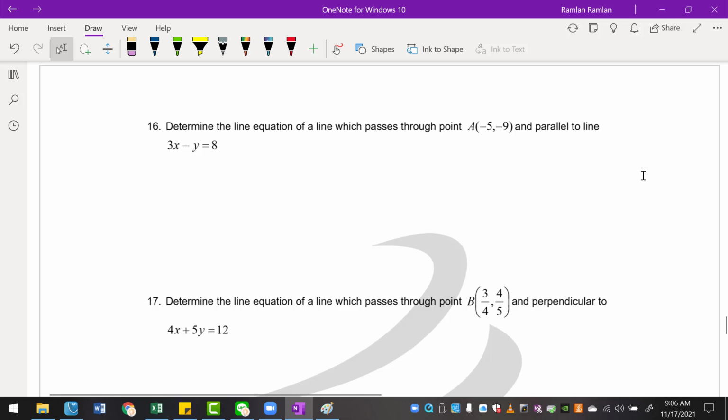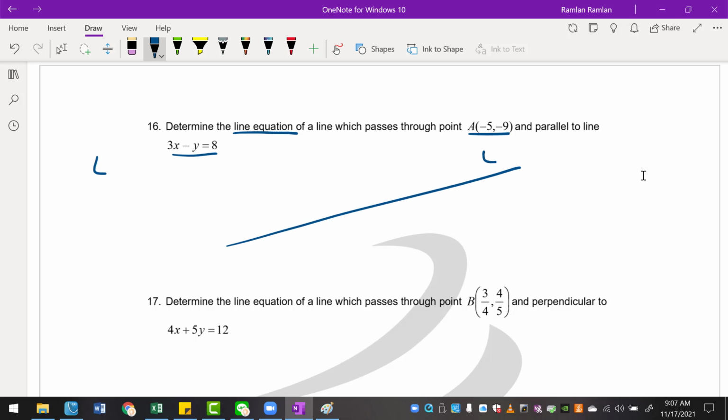Okay, so we have two lines. We want to find the line equation, where the line passes through a point but is parallel to another line. Let me illustrate that for you. So we have a point here. Let's say this point is like this.